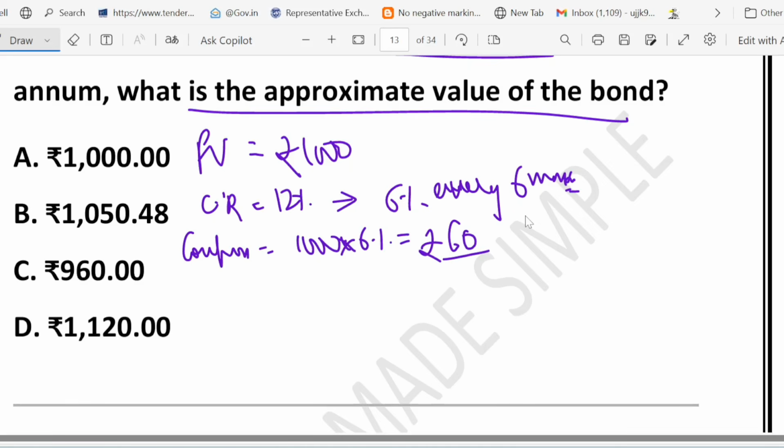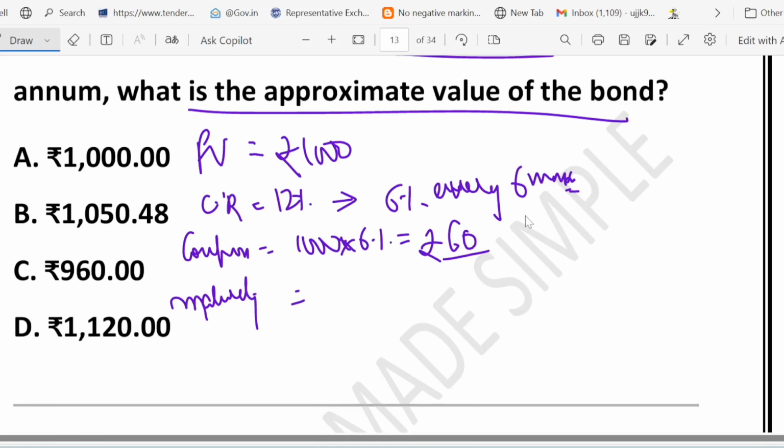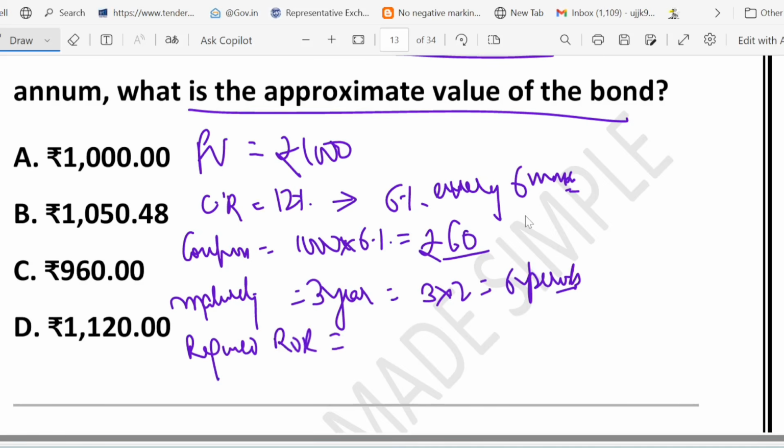If you look at the maturity, I think it is 6 year, but it is 3 year, sorry. So it is 3 year. How many periods are there? 3 multiplied by 2. So there are 6 half-year periods. And what is the required rate of return? What is required ROR? As you can see, it is 10%.